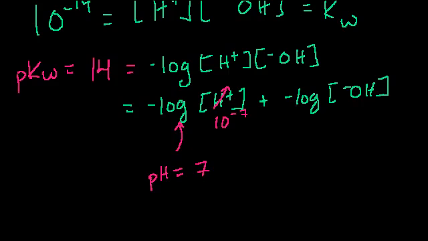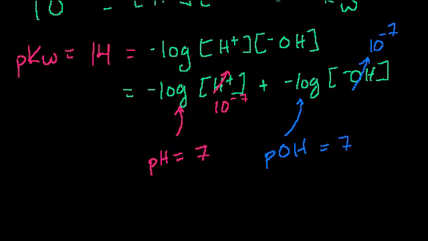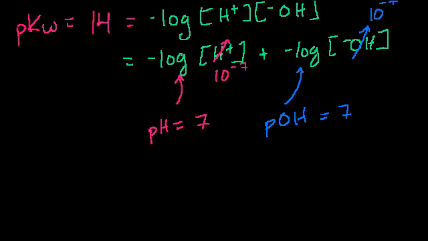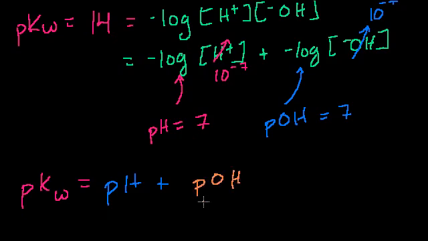And what is this over here? This is our pOH, the minus log of the hydroxide concentration, and of course that was also 10 to the minus 7, and so our pOH is equal to, the log of that is minus 7, you have a minus in front, it's equal to 7. So you get right there that little formula that the pKw, or the negative log of the equilibrium constant of water, pKw is equal to the pH of water plus the pOH of water.